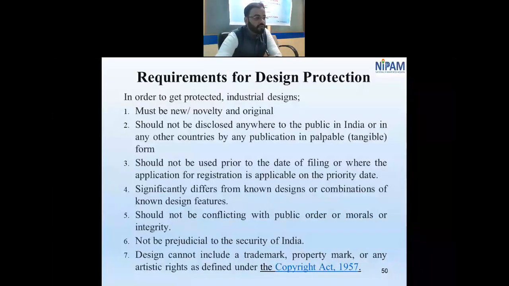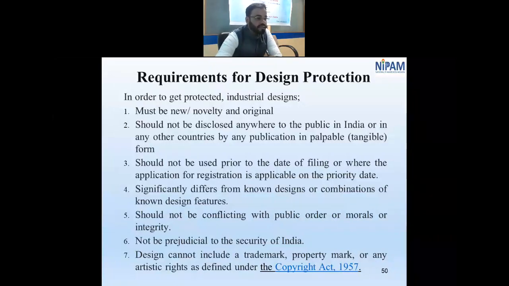The disclosure must not be made in public before disclosing it to the intellectual property office. Sorry, not patent office, intellectual property office. Significantly, it must differ from known designs or combination of design feature. It should not be contrary to public order or morality, as we have already seen in the case of patents. Section 3 deals with inventions which are against public order or morality.